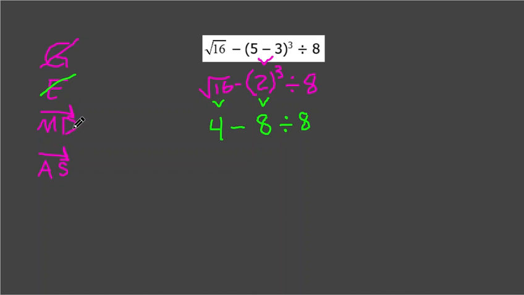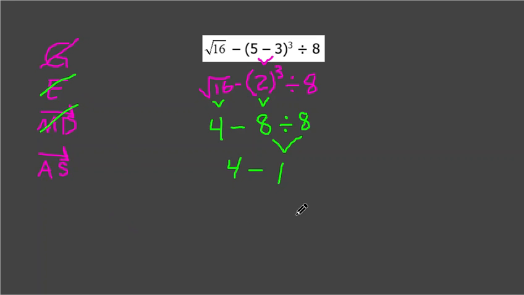So now I'm going to multiply or divide, and I read from left to right. So if I read from left to right, I see I have 4 minus 8 divided by 8. All right, so I have a division sign here, so I have to do that. 8 divided by 8 gives me 1. So I'm left with 4 minus 1. And I'm done with multiply and divide.